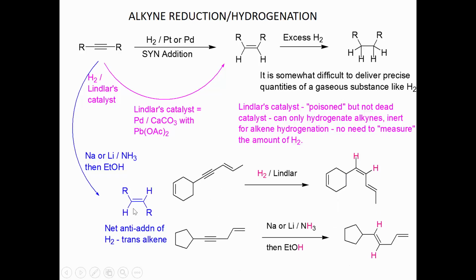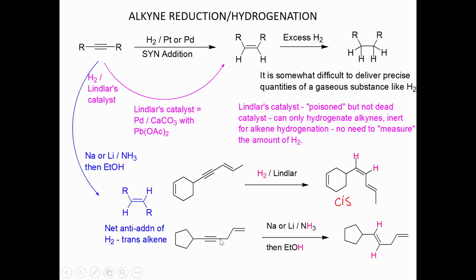So here are some equations. Let's imagine each of these cases has an alkene and an alkyne. When we treat this compound with Lindlar's catalyst, it's going to ignore the alkene here. It's going to ignore this alkene. It's going to hydrogenate nothing but the alkyne, and it's going to add the 2 hydrogens from the same side. So syn addition, resulting in the cis alkene.